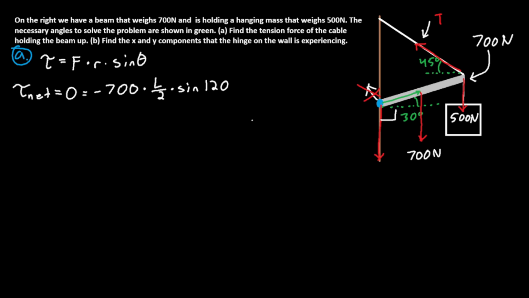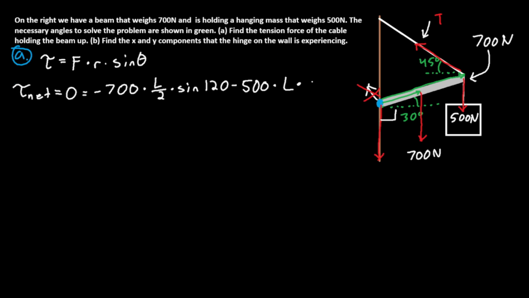Well, for the next force, we have the mass of the 500 newtons. So this 500 newtons is also negative due to the fact it's rotating the beam in a clockwise direction. But the magnitude of this force is 500 newtons times the entire length of the beam. So this time the hanging mass is acting on the end of the beam. So the distance vector from the axis of rotation to the end of the beam is the entire length L.